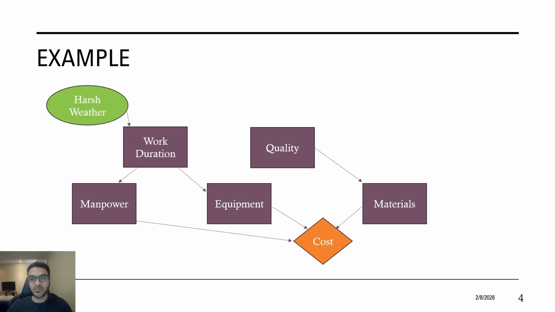Let's think of a simple risk, which is harsh weather. If this happened, that would affect the work duration by adding delays and work stoppages, which will impact manpower and equipment and cost accordingly. Another risk would be supplier delay. If this happens, materials will be impacted and the work duration will be impacted, and then manpower and equipment.